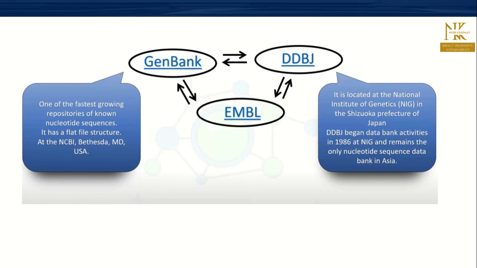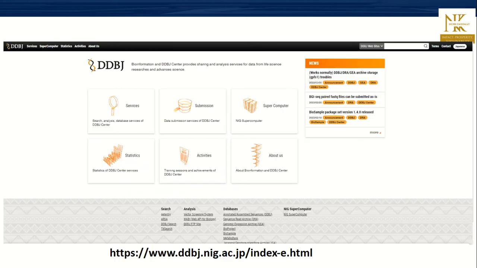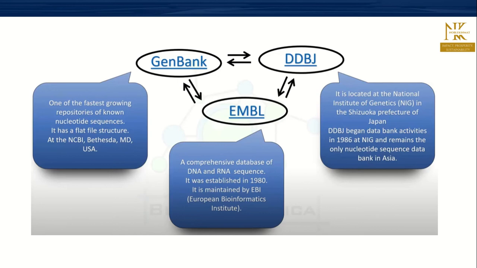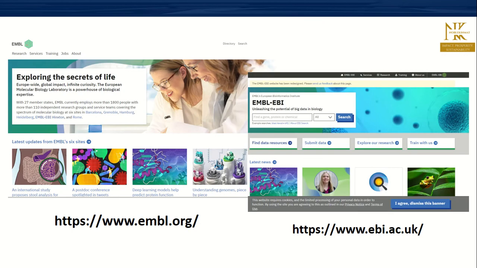However, the information between the three, let me wait till we discuss EMBL. This is how the DDBJ looks like. This is the format of the website. While EMBL is domiciled in the United Kingdom by the European Bioinformatics Institute. So the three have collaboration between each other, so information is shared between GenBank, DDBJ, and EMBL.